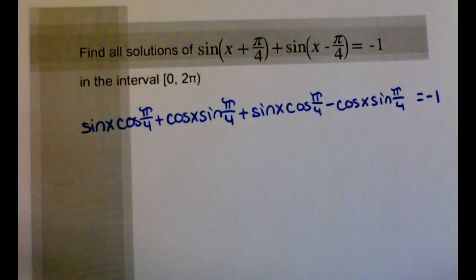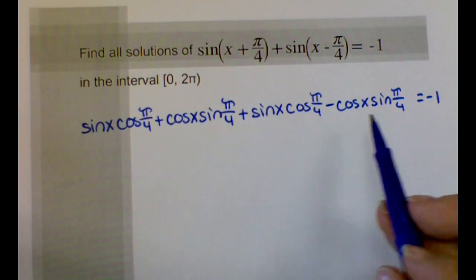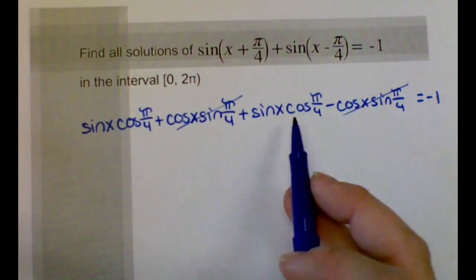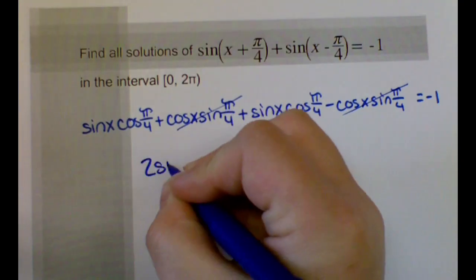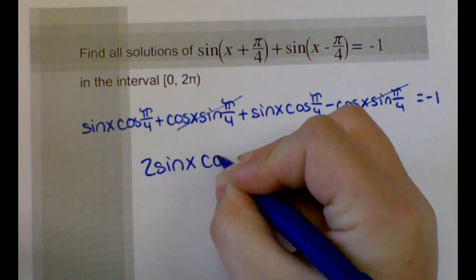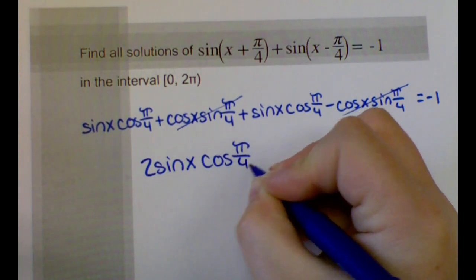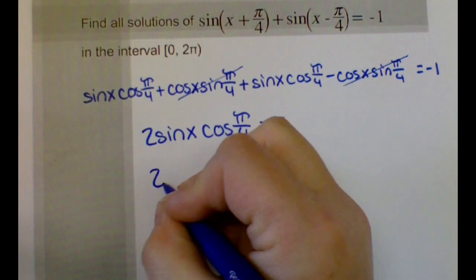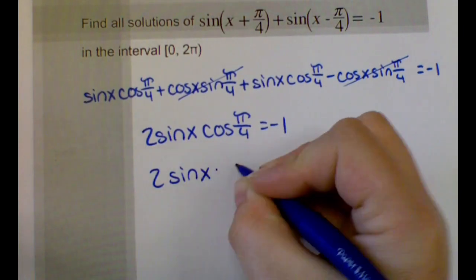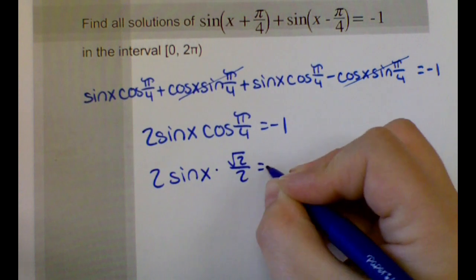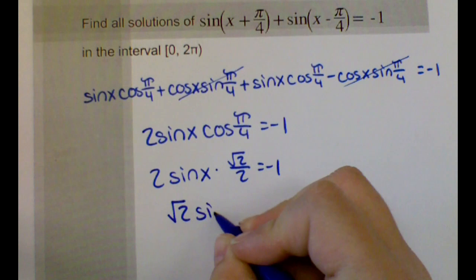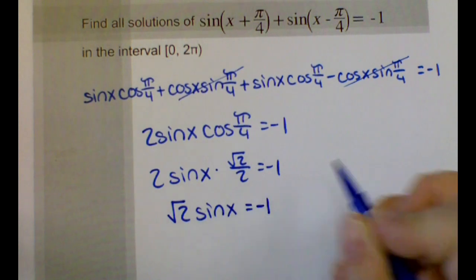That should equal -1. The reason this is helpful is because cosine x sine of pi over 4 cancels. Our like terms can add together. I get 2 sine of x times the cosine of pi over 4 equals -1. I also happen to know the cosine of pi over 4. It is square root of 2 over 2. And so my 2's cancel. I have square root of 2 times the sine of x equals -1.